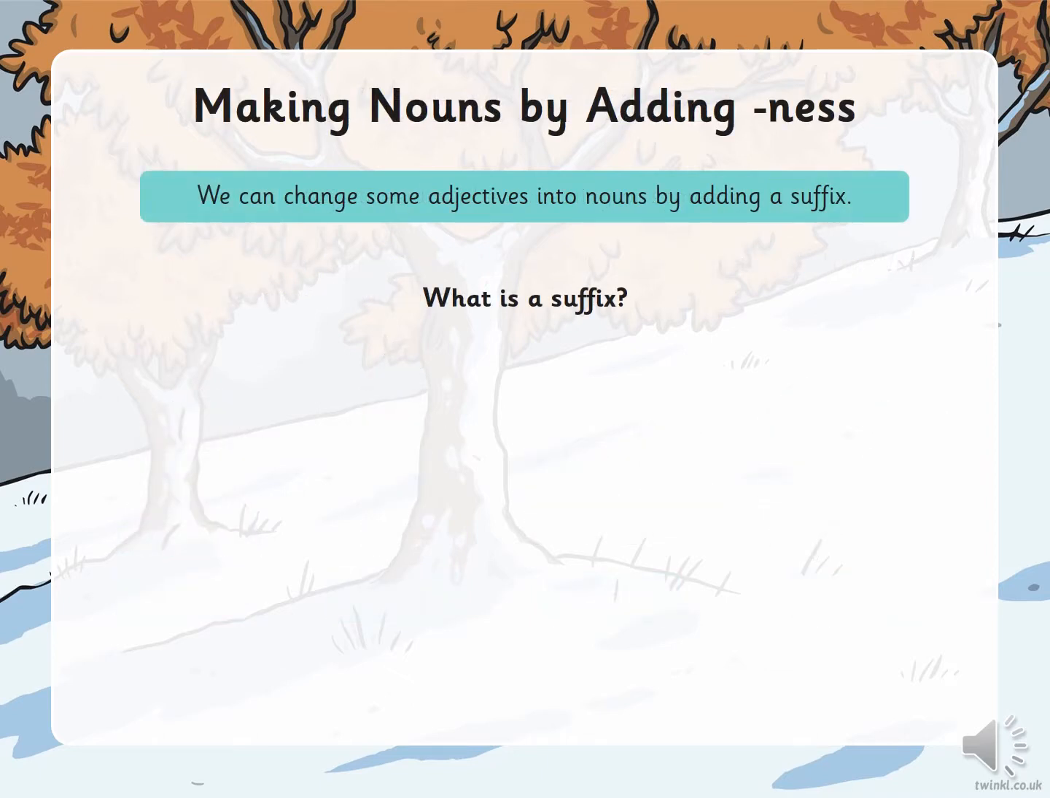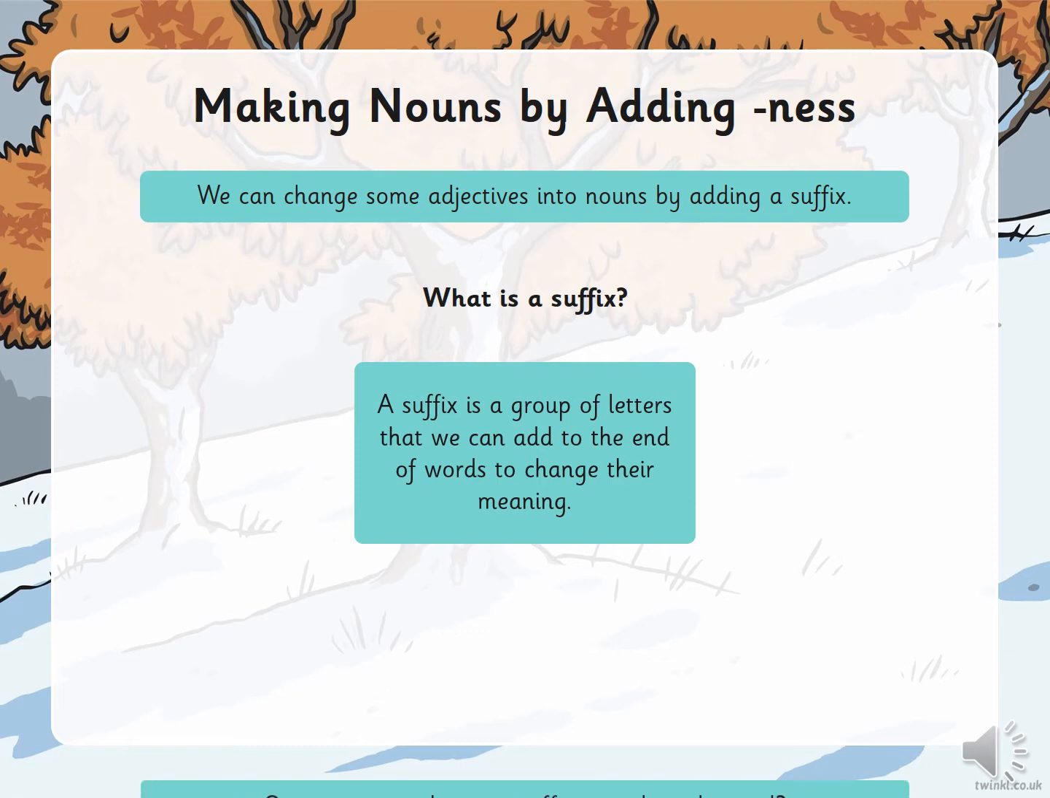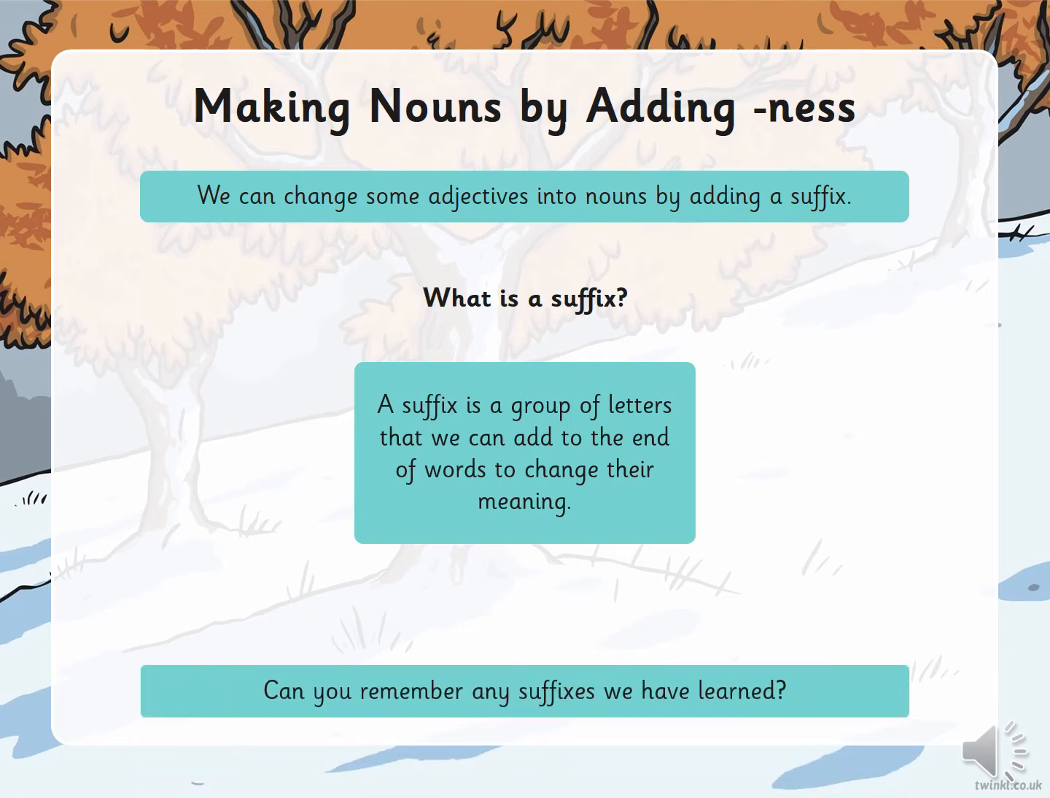We can change some adjectives into nouns by adding a suffix. Pause the video and think, what is a suffix? A suffix is a group of letters that we can add to the end of words to change their meaning. Pause the video and think, can you remember any suffixes you have learned before?